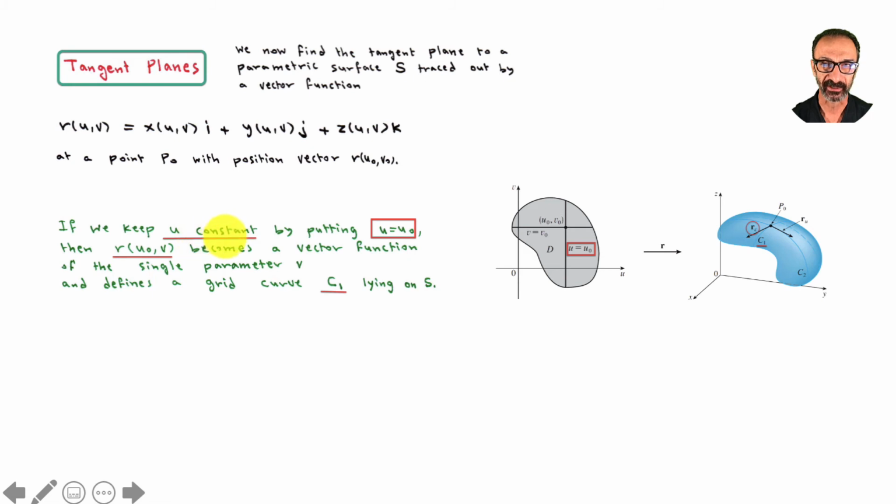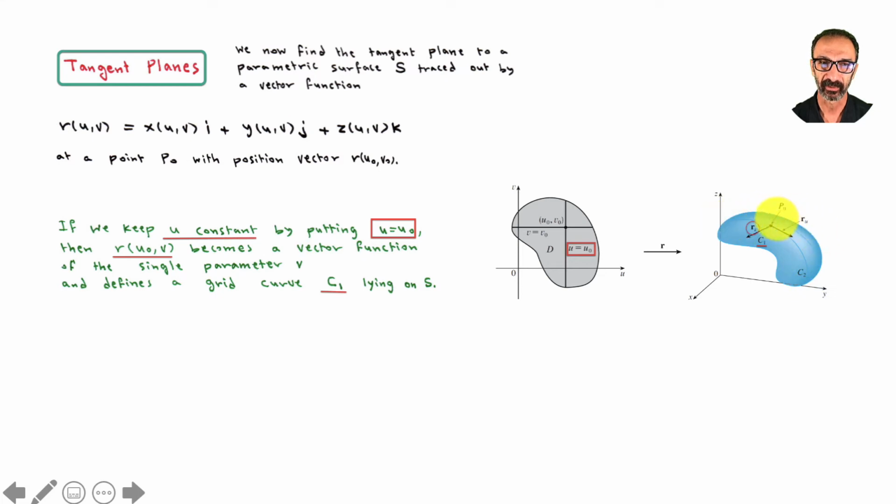If we keep u constant, that means I am on this line, u equals u sub 0. Then r of u sub 0, v, as you are pointing here, is a vector function of the single variable v. V changes and u is being fixed, and it defines a grid curve C1. This is C1. It's kind of hard to see, but this is C1. On the other hand, you could see C2, so you could see the concept of C1 and C2. Here's C2 coming after these nodes. C2 goes this way.